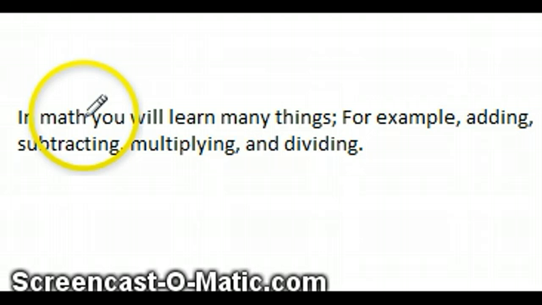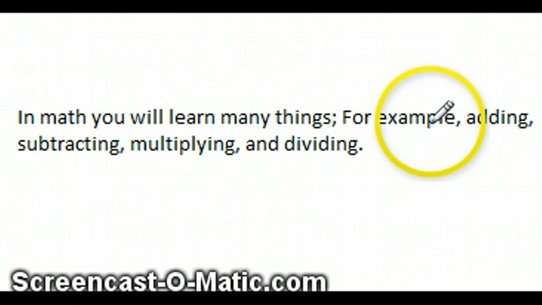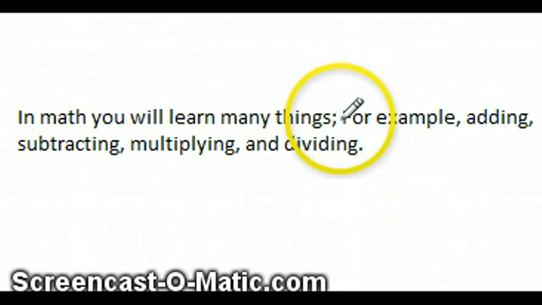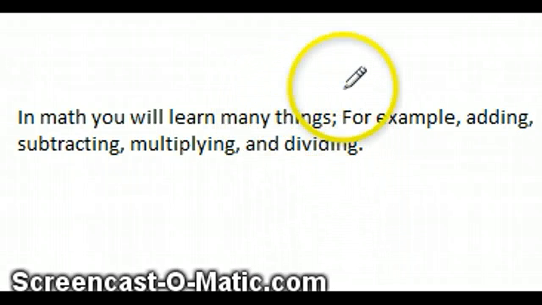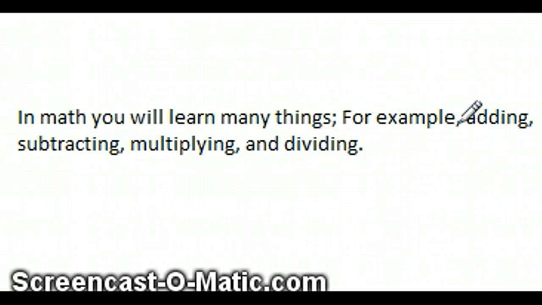In the sentence, in math you will learn many things. For example, which is the introductory, adding, subtracting, multiplying, and dividing. To separate the introductory from the beginning sentence, you would put a semicolon and you would put a comma after the introductory.